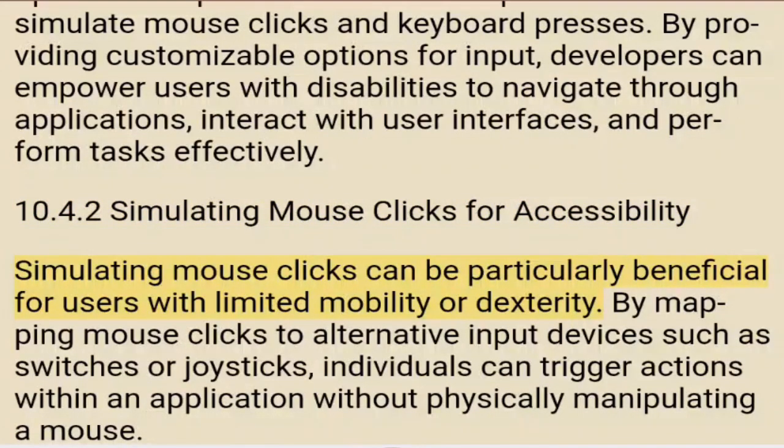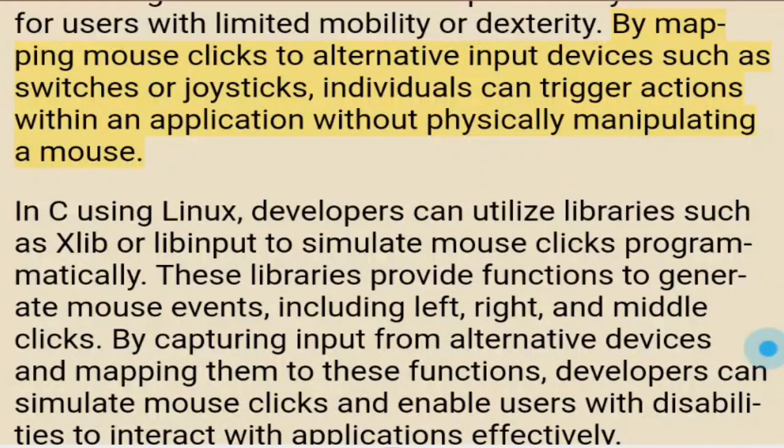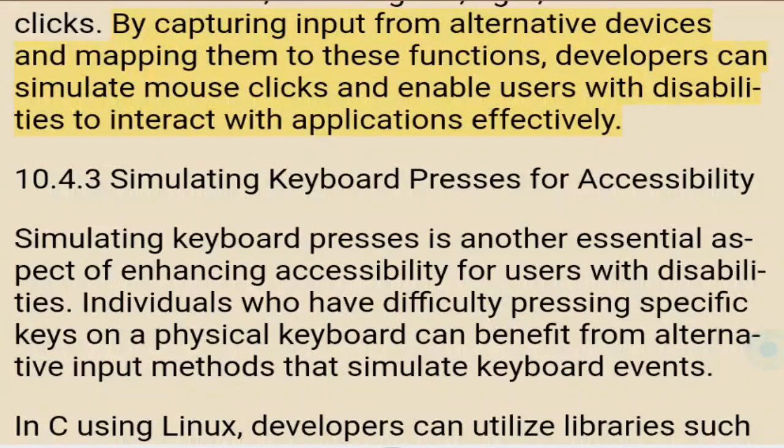10.4.2 Simulating mouse clicks for accessibility. Simulating mouse clicks can be particularly beneficial for users with limited mobility or dexterity. By mapping mouse clicks to alternative input devices such as switches or joysticks, individuals can trigger actions within an application without physically manipulating a mouse. In C using Linux, developers can utilize libraries such as xlib or libinput to simulate mouse clicks programmatically. These libraries provide functions to generate mouse events, including left, right, and middle clicks. By capturing input from alternative devices and mapping them to these functions, developers can simulate mouse clicks and enable users with disabilities to interact with applications effectively.